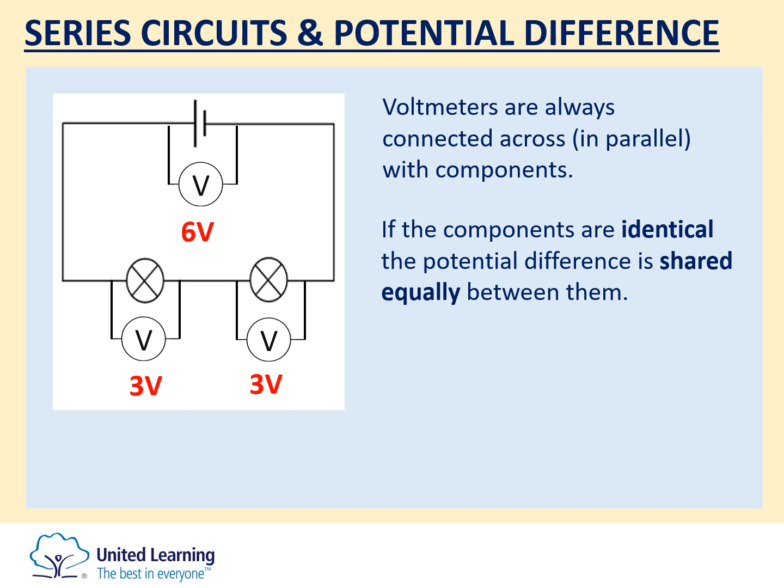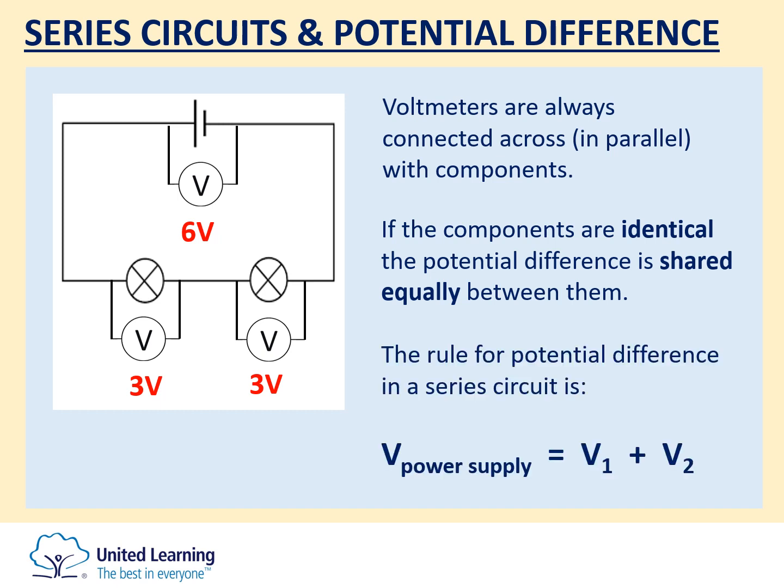Now, if they are identical, and a question will clearly state whether components are identical or not, the potential difference is shared equally between them. If they are not identical, it will still be shared, but not equally. So the rule for potential difference in a series circuit is that V across the power supply is equal to the voltage across component 1 plus the voltage across component 2. That rule applies regardless of the components.